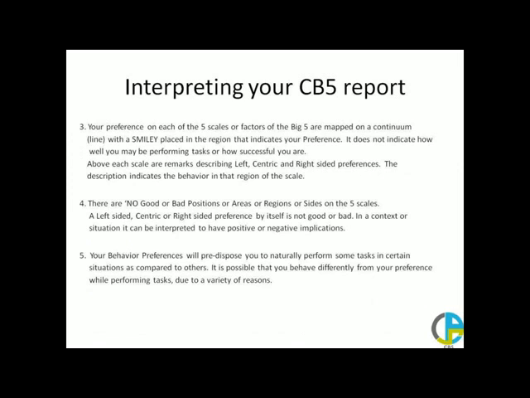Your preference on each of the 5 scales or factors of the Big 5 is mapped on a continuum or a line with a smiley placed in the region that indicates your preference. It does not indicate how well you may be performing tasks or how successful you are. Above each scale are remarks describing left, centric, and right-sided preferences. The description indicates the behavior in that region of the scale.